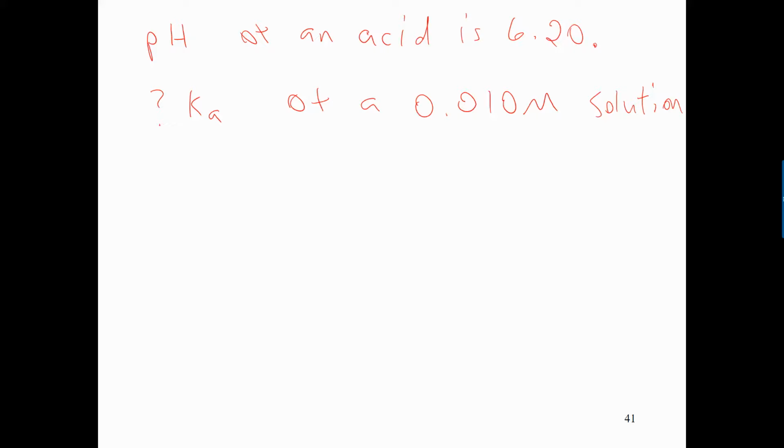The pH is 6.2. So if you want to find the H plus ion concentration, you have to go 10 to the negative 6.2, which is the anti-log. Which might be something you want to do for this. My recommendation, set up a rice table again and start filling it in with your information.